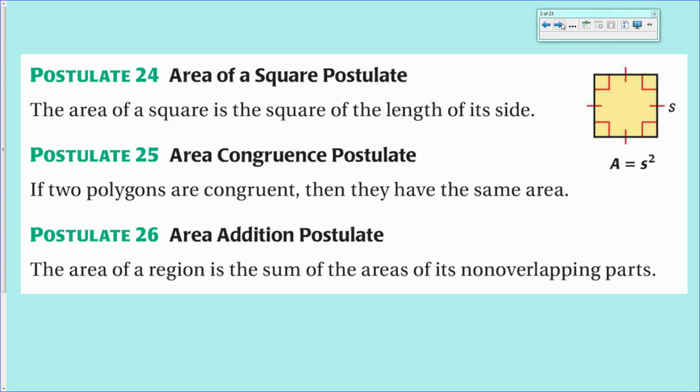First, postulate 24, the area of a square is the square of the length of one of its sides. Simple enough. All right, area congruence postulate. Two congruent polygons must have the same area. And then the area addition postulate, which basically says that you can find the area of a complicated shape by adding all its pieces together or subtracting parts from it.